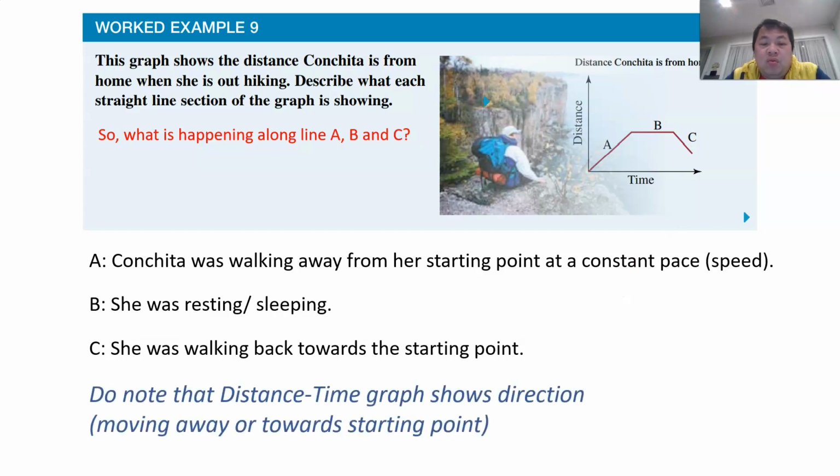Distance time graphs actually show us moving away from or towards a starting point. See, the starting point is here. If you see a distance time graph that goes from here to here, the person was quite far away from the starting point and is coming back to the starting point, for example, if you have a slope like that. Okay, got it?